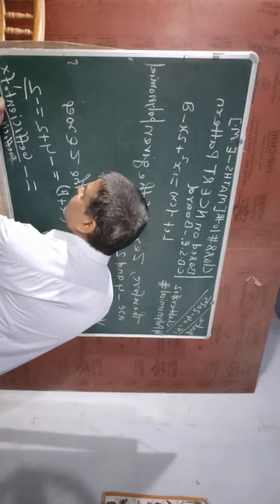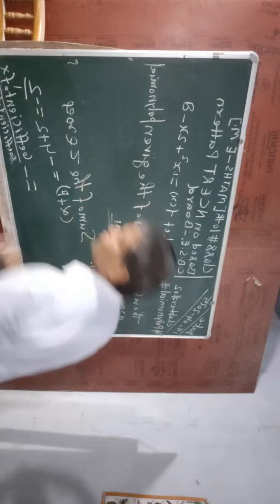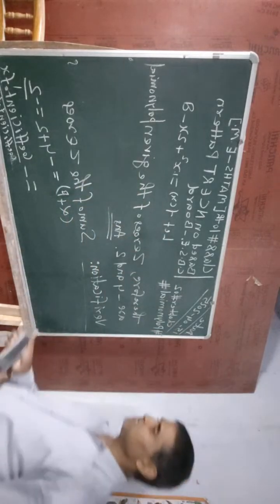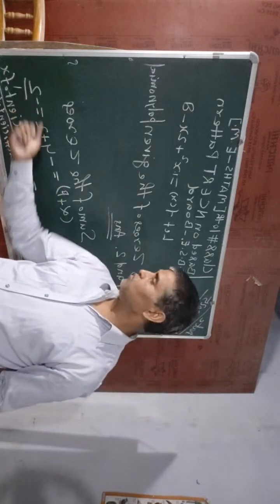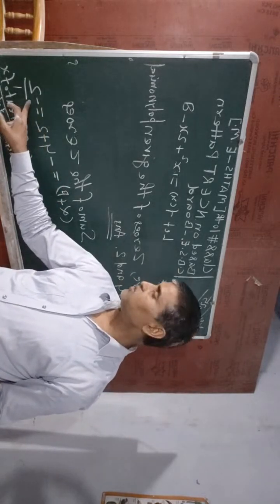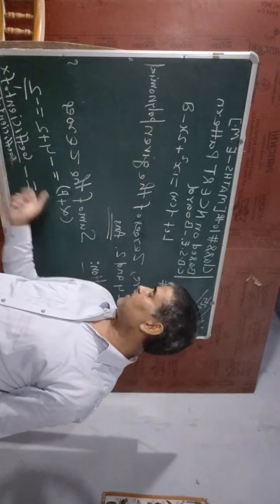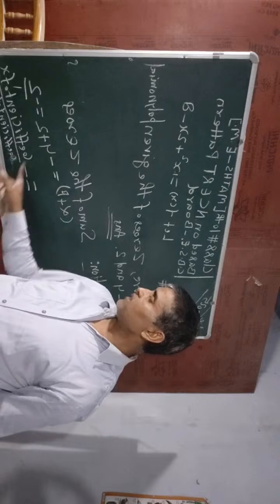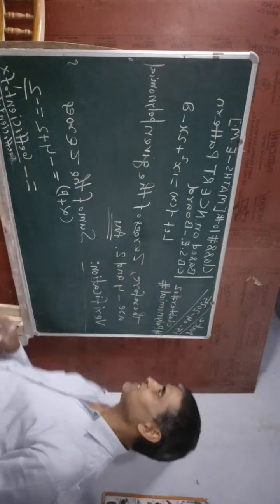Coefficient of x square. Here I will write coefficient of x square. It means that this is verified. Sum of the roots is equal to -2, and here I am writing coefficient of x square. This is the sum of the roots is equal to minus coefficient of x divided by coefficient of x square. This is one condition available.